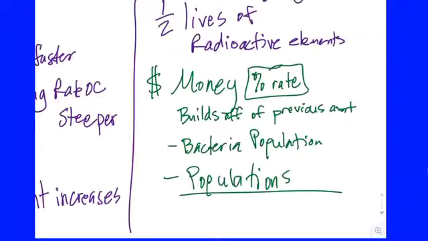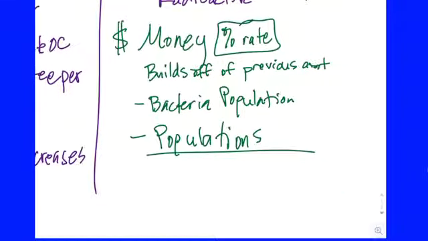You start with one cell, and what happens with one cell? It divides and becomes two. And then what happens with the two? The two divide and become four. And the four divide to become eight. And the eight divide to become 16, becomes 32, becomes 64, becomes 128, becomes 256, and so on and so on. So what's happening to the population every cycle? It is doing what?